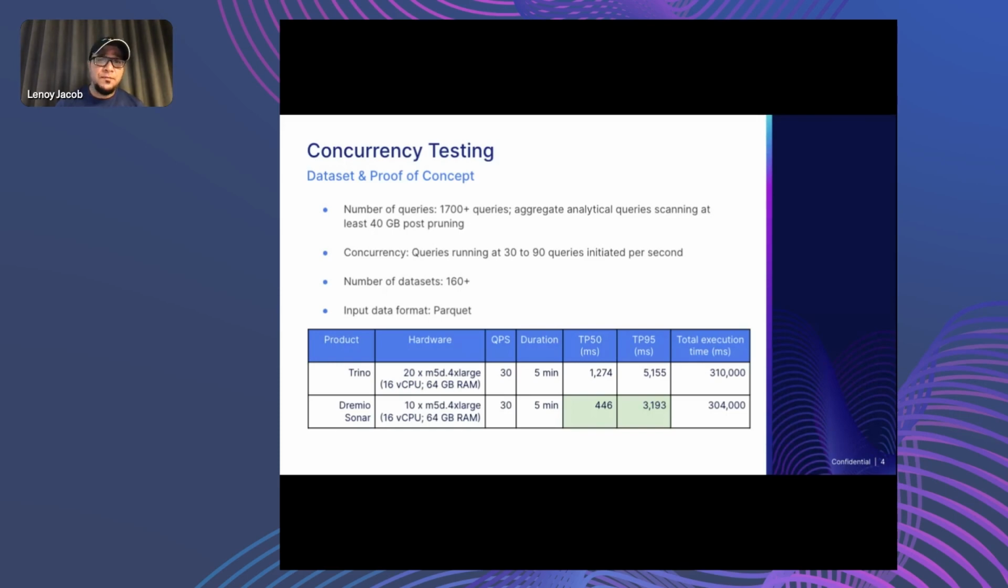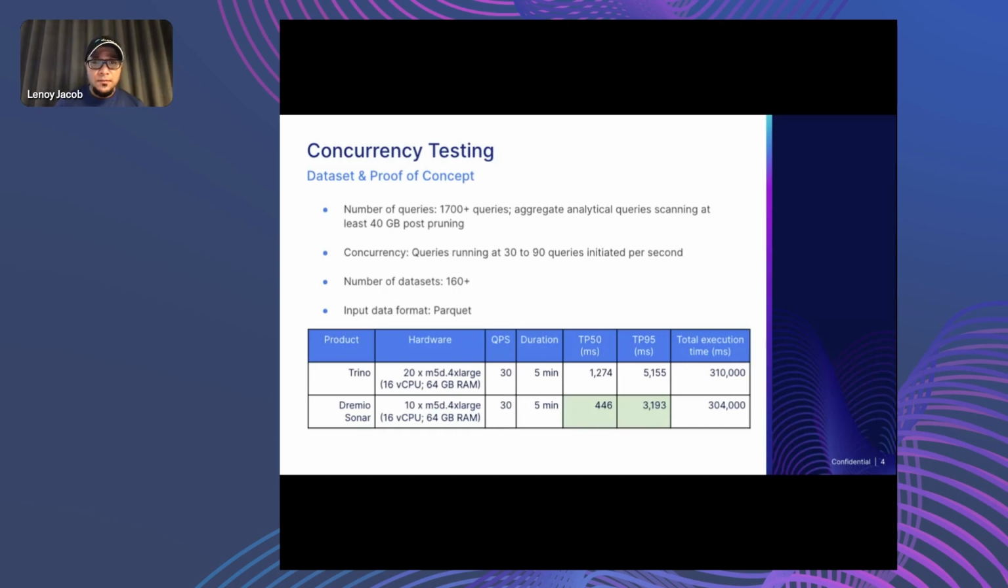And then they measured a few things. They measured the median, which is TP50, as well as the TP95, right? So TP95 is essentially the 95th percentile. And what that means is it is essentially the max time of all the queries that were initiated, under which 95% of the queries have been completed, right?